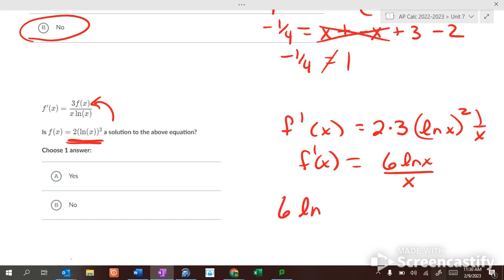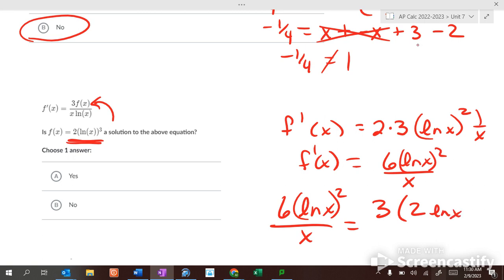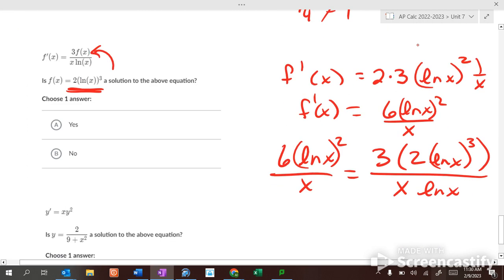So you set 6 ln of x over x equal to 3 times the function, which is 2 ln of x cubed over x ln of x. Okay, so 3 times 2 is 6. So you have 6 ln of x cubed over ln of x, which then cancels down to be ln of x squared over x. So yes, they would be the same.